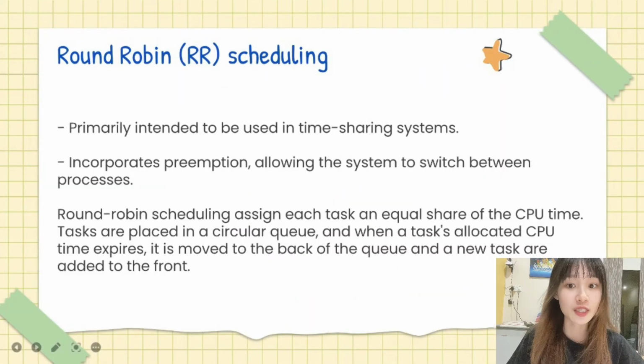Round-robin scheduling is primarily intended to be used in time-sharing systems. It incorporates preemption, allowing the system to switch between processes. Round-robin scheduling assigns each task an equal share of the CPU time. Tasks are placed in a circular queue, and when a task's allocated CPU time expires, it is moved to the back of the queue and a new task is added to the front.